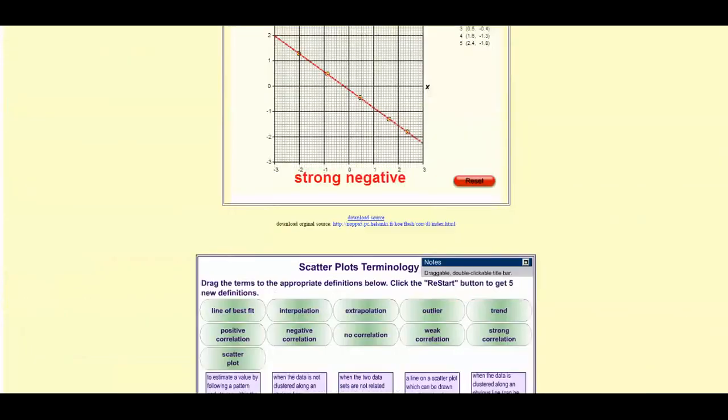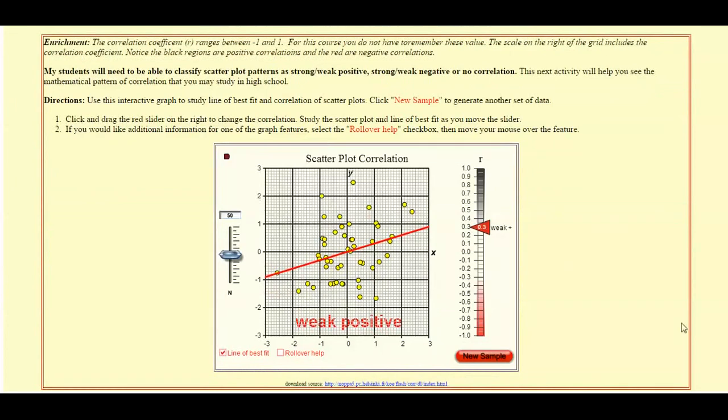There's another graph down here that can do it. Here we have a data set, and we can set the correlation coefficient, which is the letter R, to a certain number, and it'll show us what that data set would look like. This is a data set with a correlation coefficient of 0. So this is pretty much no correlation because the dots aren't rising or falling from left to right.